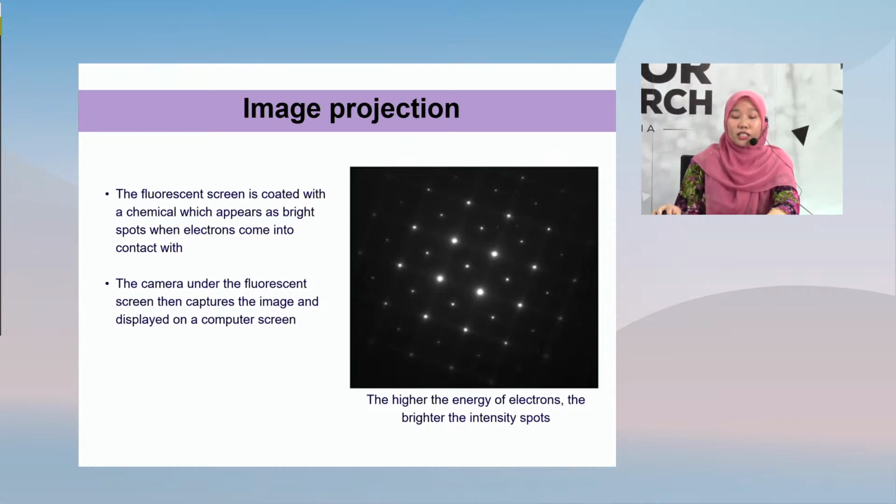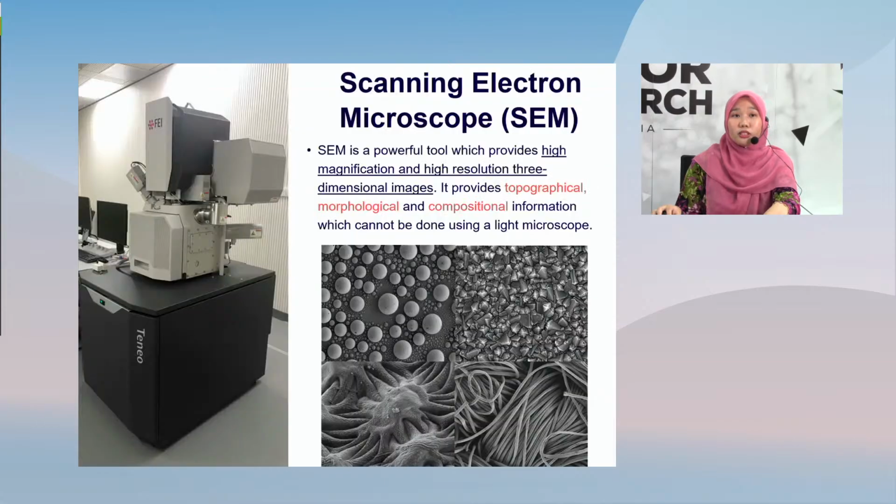For the image projection, the fluorescent screen is coated with a chemical which appears as bright spots when electrons come into contact with the screen. The intensity of the bright spots depends on how much energy electrons have when they hit the fluorescent screen. There's a camera under the fluorescent screen which will capture the image made from the bright spots, which is displayed on the computer screen.